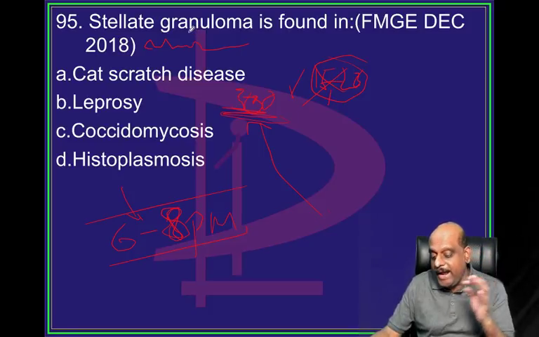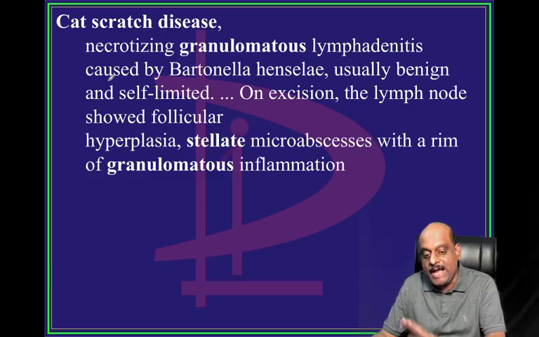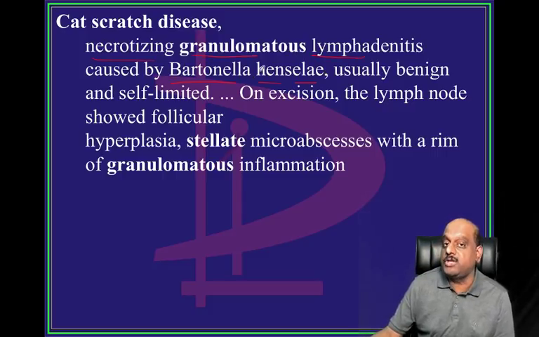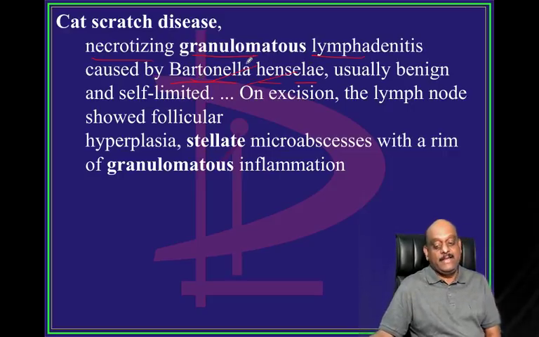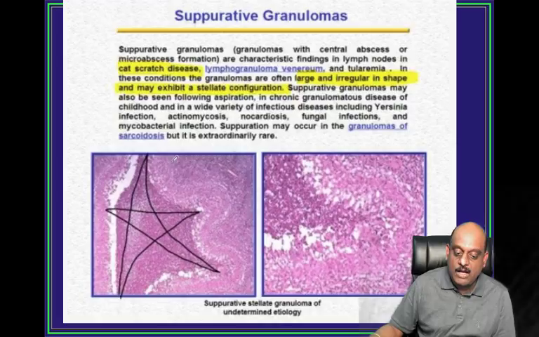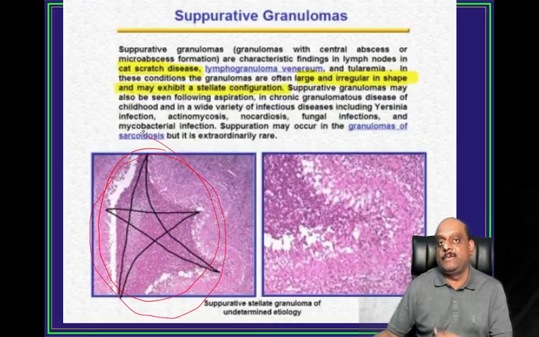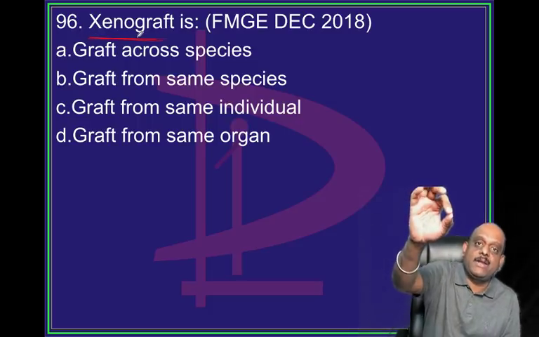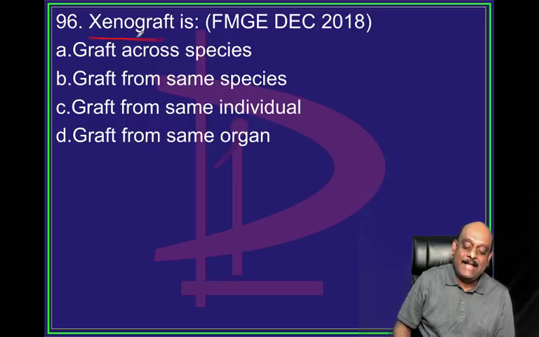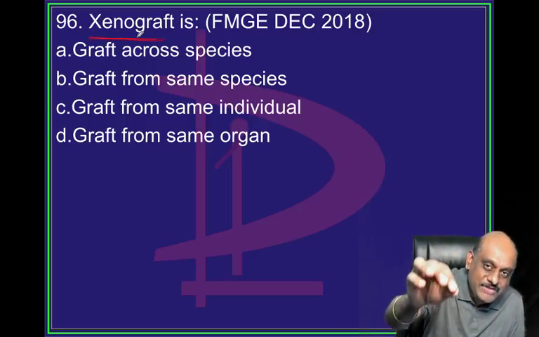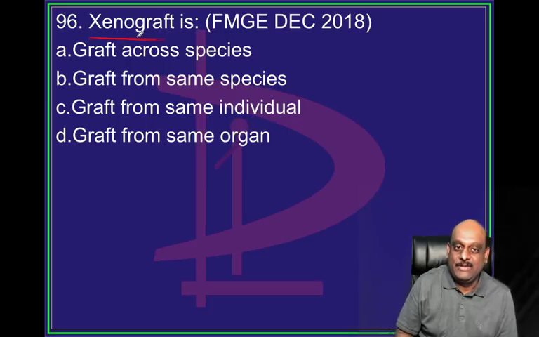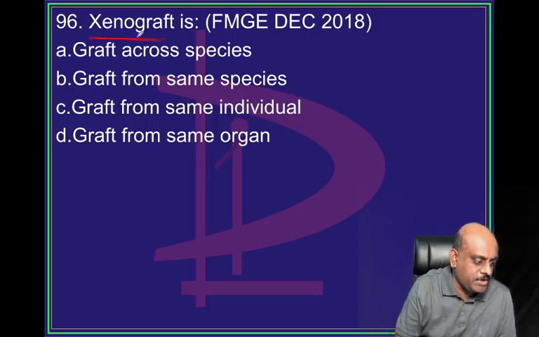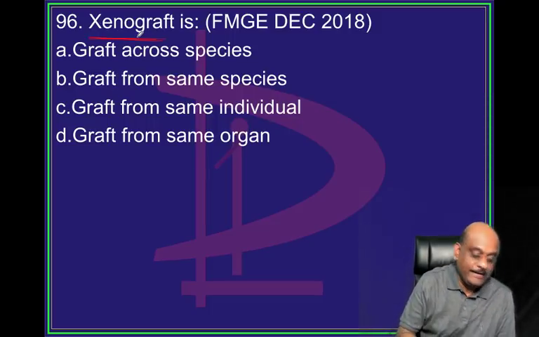So stellate granuloma is found in cat scratch disease. Necrotizing granulomatous lymphadenitis caused by Bartonella henselae is cat scratch disease. What happens in this? Stellate granuloma is what you need to remember. Look brother, this was asked in FMG December 2018 and also in January 2019, in last year's NEET PG. So that is the reason it is a favorite question of the examiner, right?